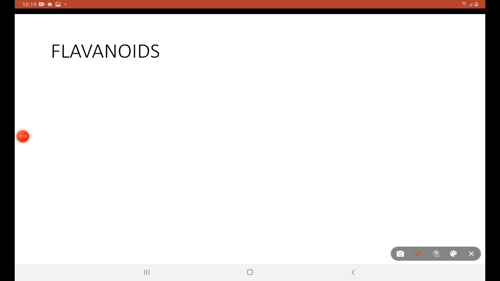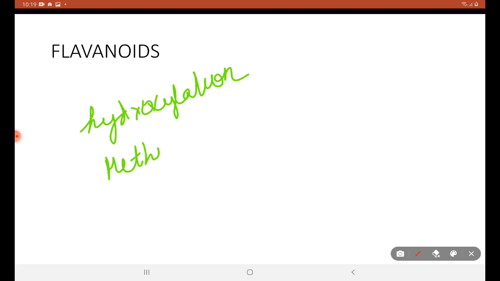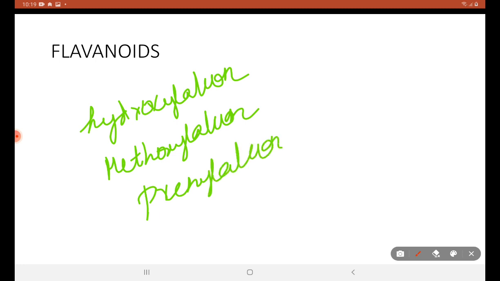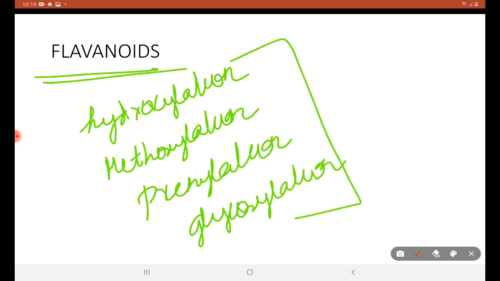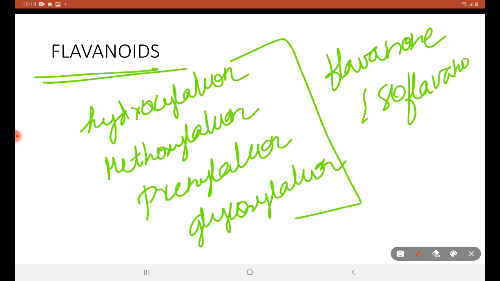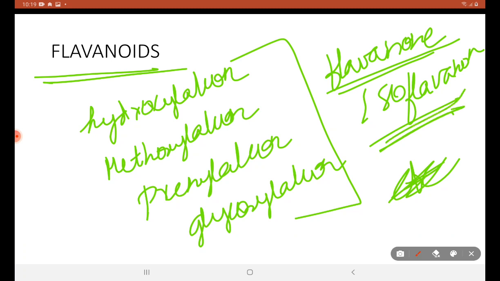In the case of flavonoid, they undergo hydroxylation, methoxylation, prenylation and glycosylation to form many isomers of flavonoids like flavanone, isoflavanone, etc. and other compounds of flavonoids.